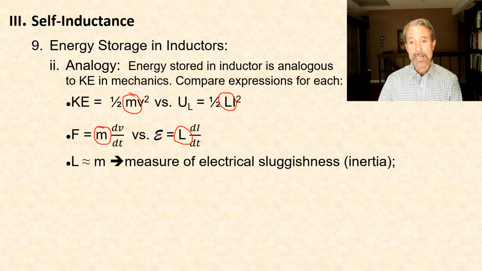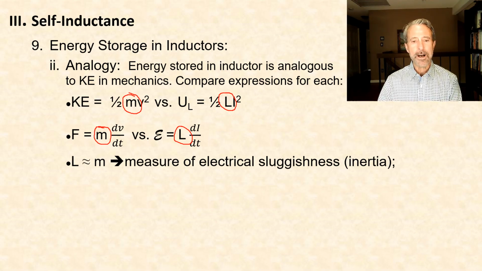So if mass can be thought of as a measure of motional inertia, that is a resistance to a change in the state of motion of an object, to the change in speed of an object, then we can think of self-inductance here as being a measure of electrical inertia, the electrical sluggishness that is found in an inductor, a resistance to having the electric current changed within that device.